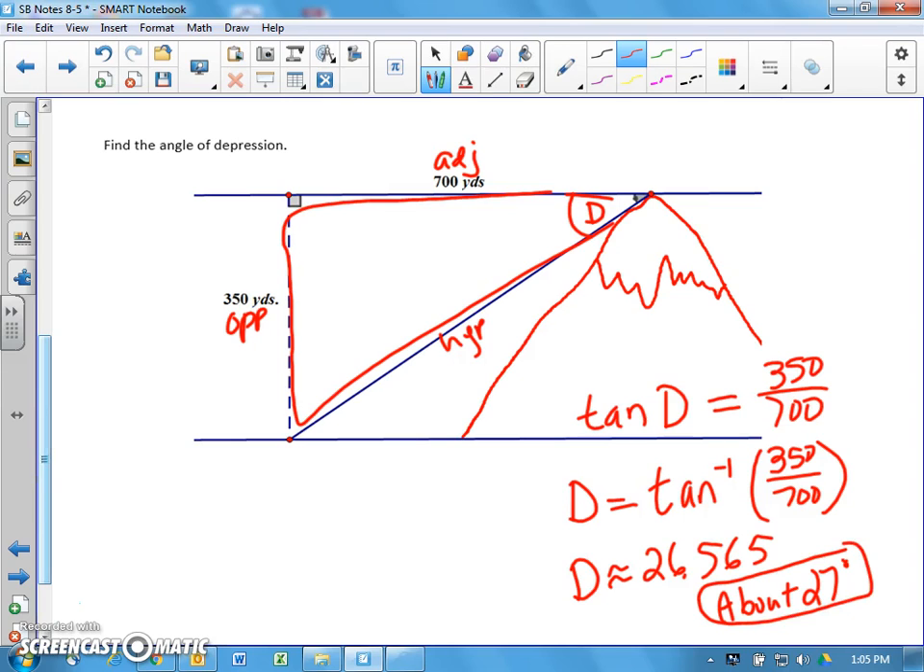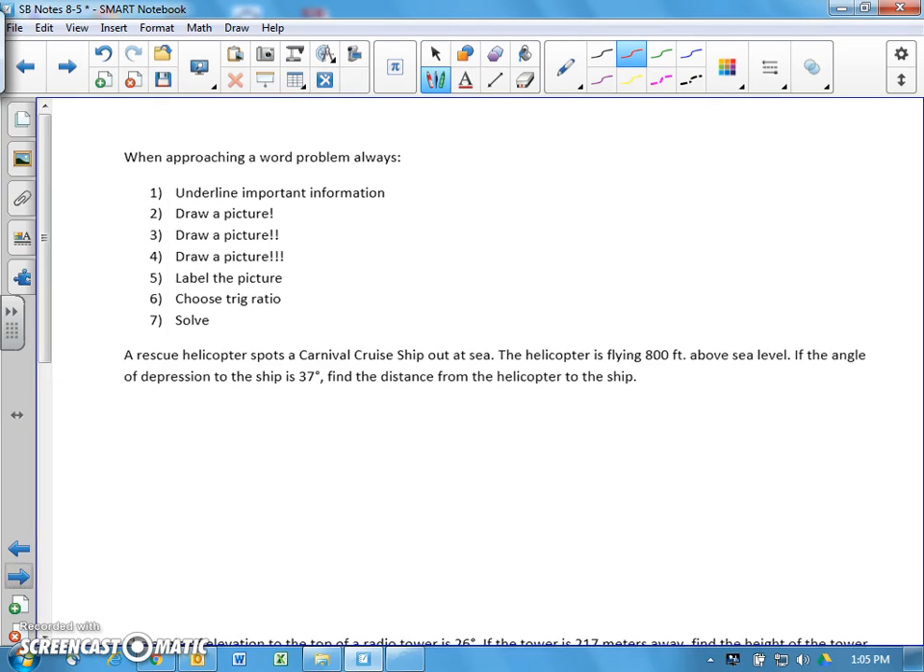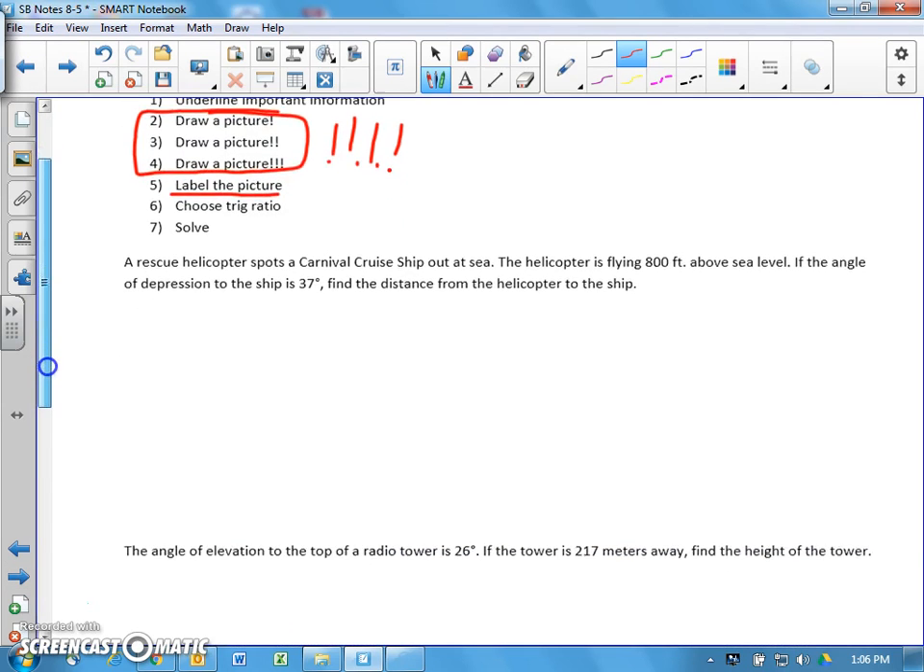So let's look at some other word problems. When you approach a word problem involving trig, go through and find the important information. Steps 2, 3, and 4: very important, you have to draw a picture to be able to figure out where everything is. In addition to drawing the picture, you need to label the picture. Once you've done that, it's just choosing the proper ratio and solving. So let's take a look at the first one.